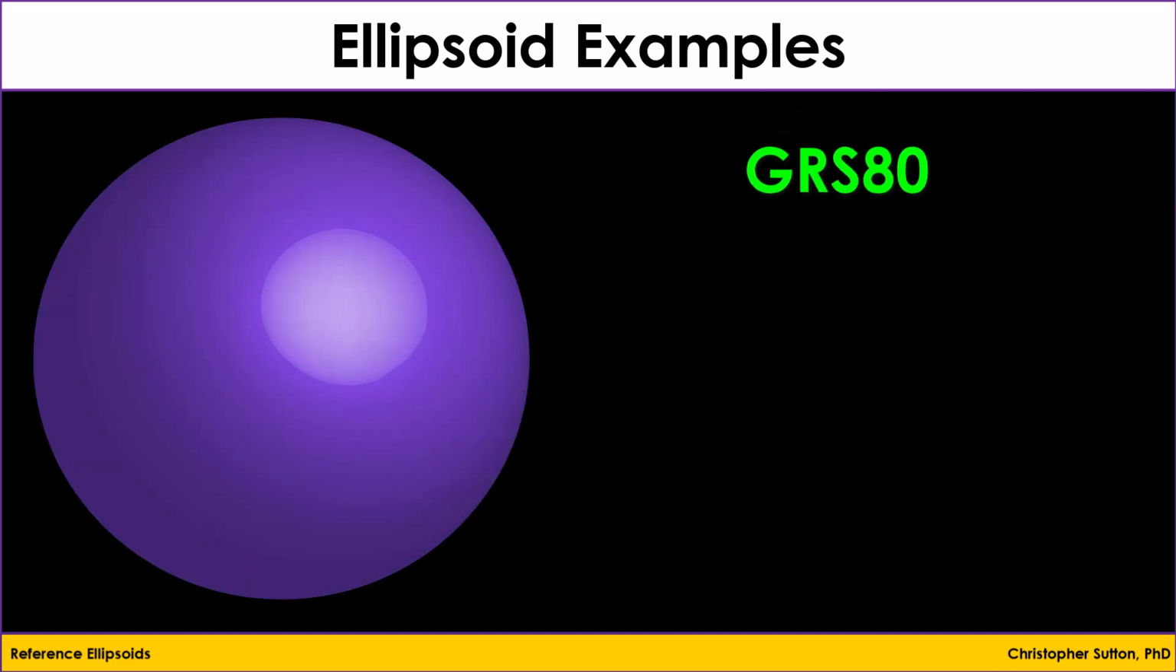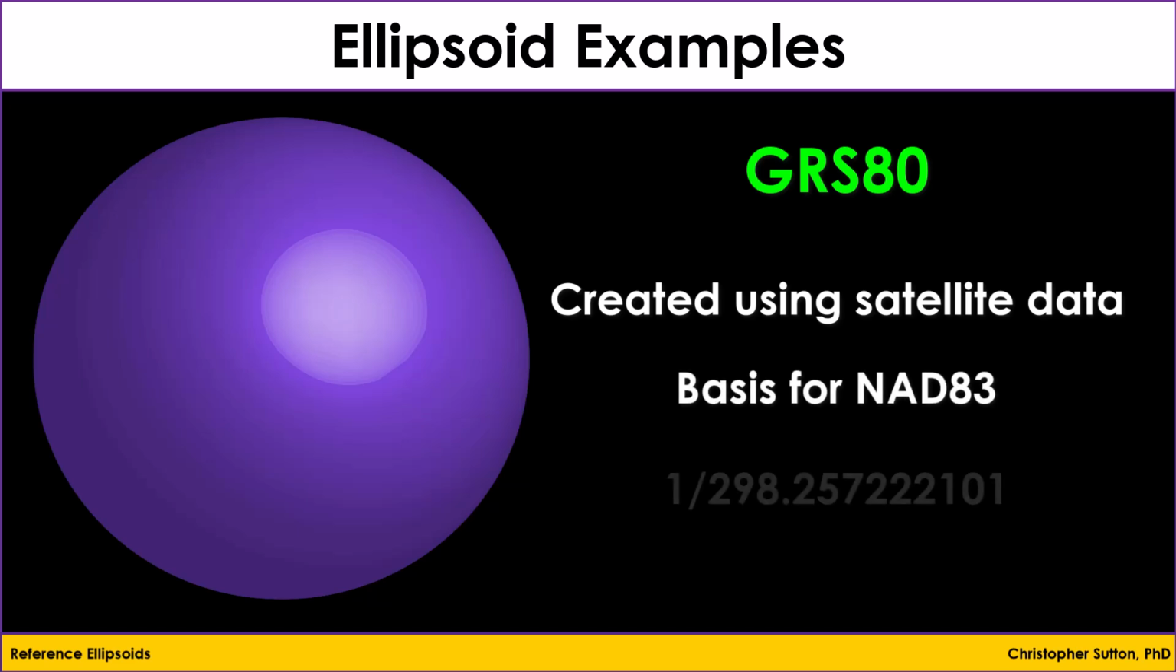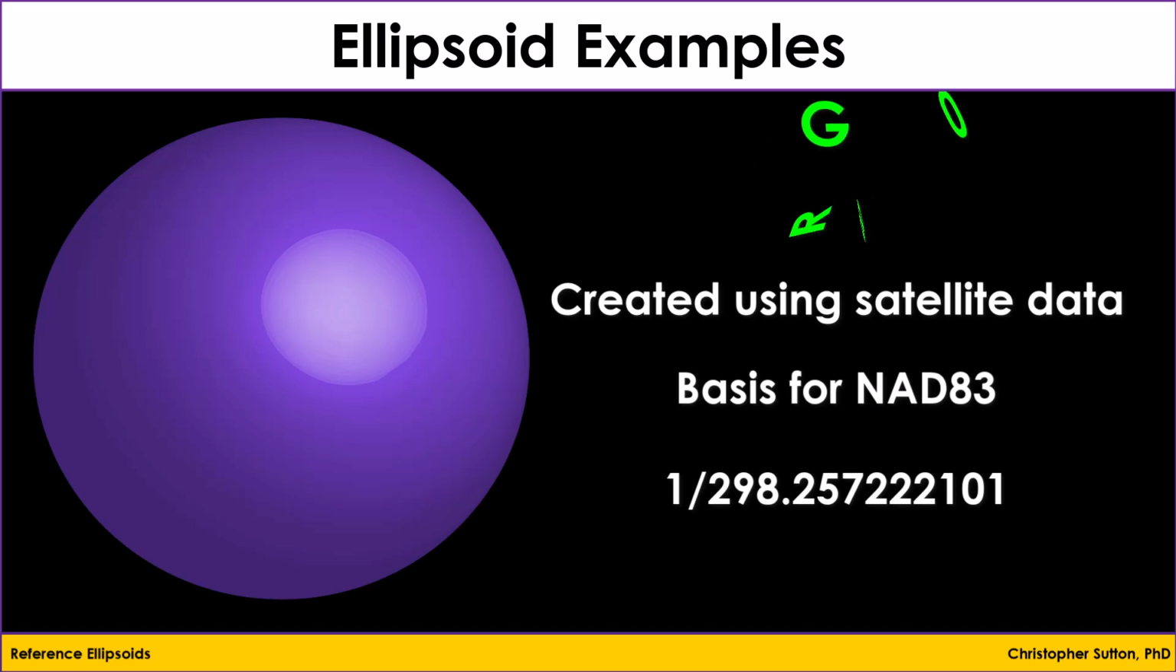The Geodetic Reference System of 1980, or GRS-80, was created using data from satellites. It is the basis for the North American datum of 1983. It has a flattening ratio of 1 to 298.257222101. It has remained relatively unchanged since its introduction.